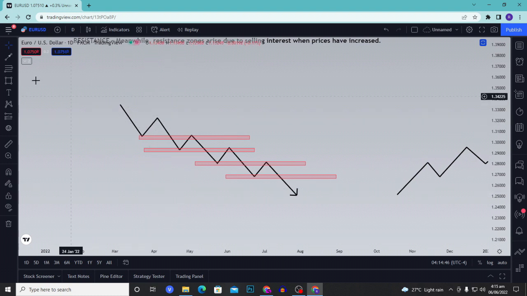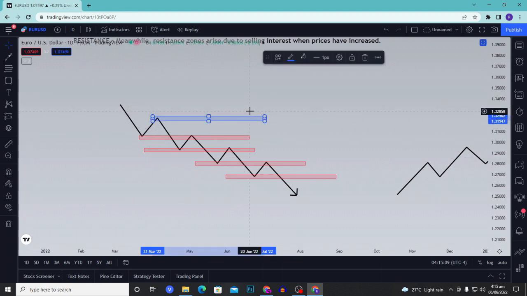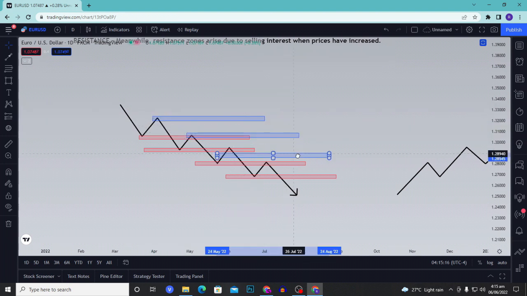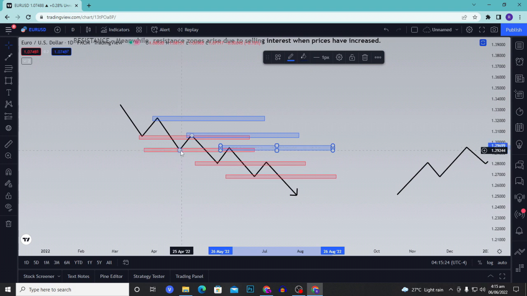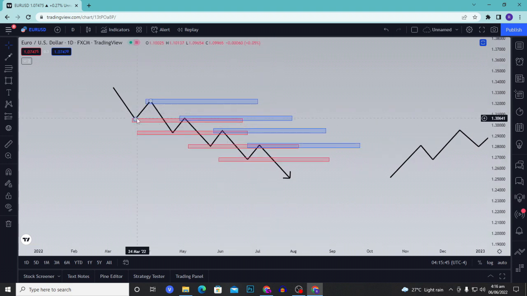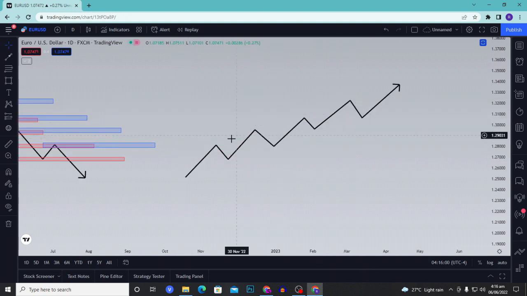And based off of that definition now, our resistance zones should be right about here, where price basically pulled back or retraced. And what you may be able to spot very quickly is that where our support is, we also have resistance coming right after. Now let's spot our support and resistance zones for an uptrend.